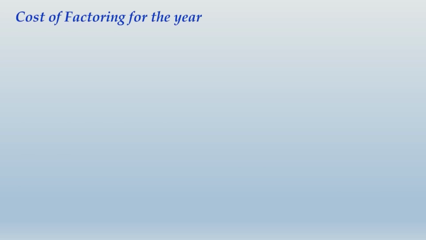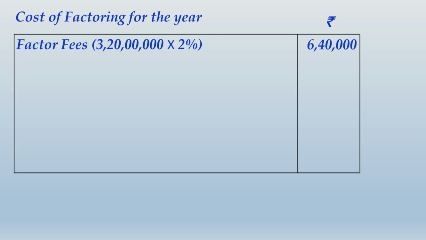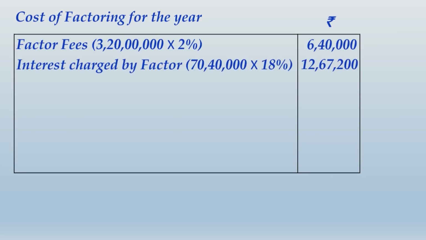So the next obvious calculation is cost of factoring for the year, and this will be done in the usual way as you have been doing earlier. So factor fees will be 2% of total annual credit sales, that will be 2% of 3 crore 20 lakhs, that comes to 6 lakh 40,000. Interest charged by factor is 18% of 70 lakh 40,000, that is 12 lakh 67,200. Friends, understand one thing, this is the calculation made for the entire year.